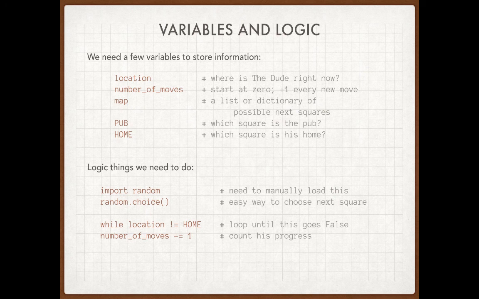And then, of course, I'm going to add 1 to the total number of moves because that's what I really want to know at the end. How many moves did he make in order to get home? And just to repeat, number of moves += 1 is the same as writing in Python number of moves = number of moves + 1. This is just a shorter way to do that, which you may like or you may not. There's no correct way to write that.